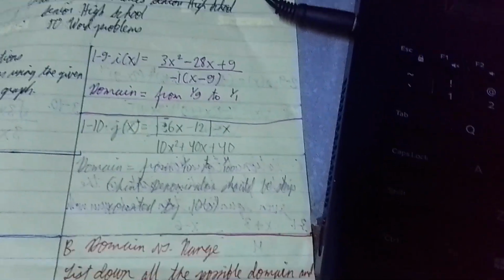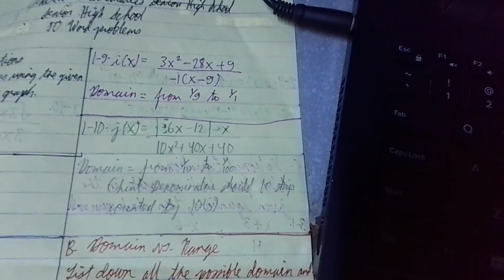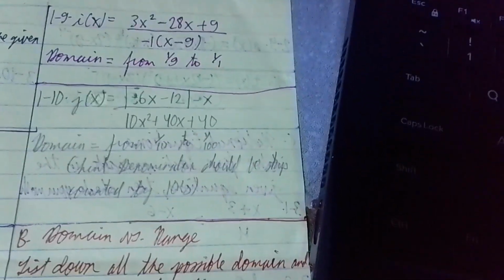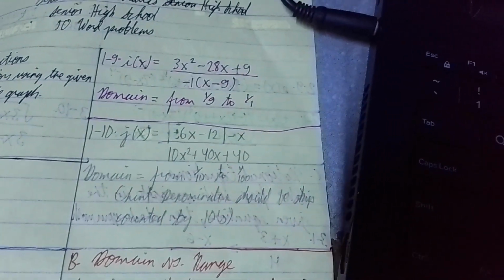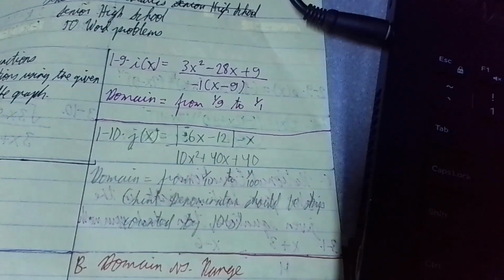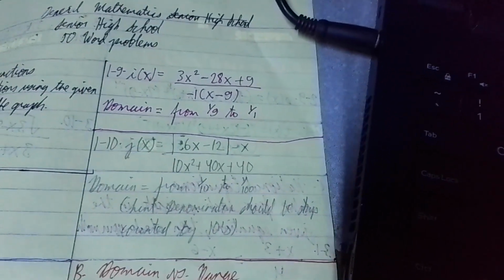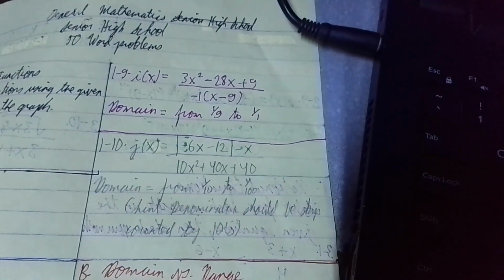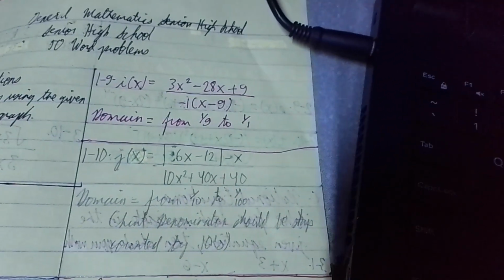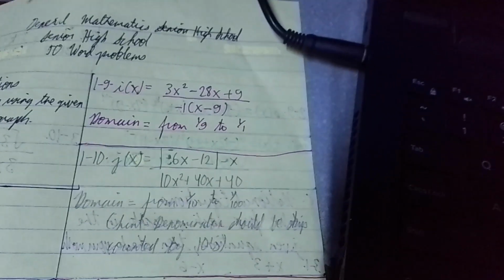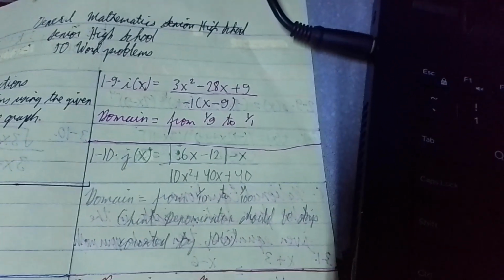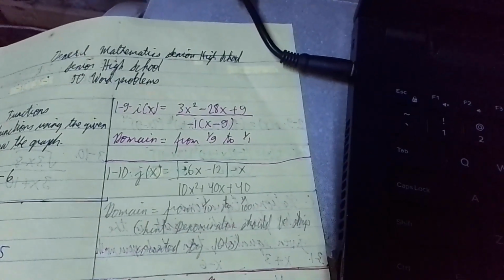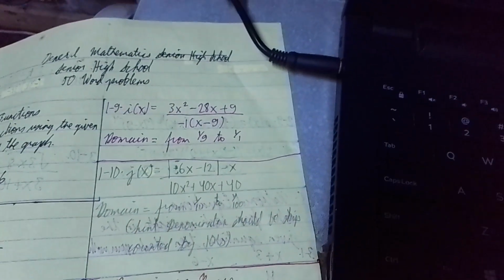And our domain is from 1/10 to 1 over 100. But my hint says the denominator should be skip counted by tens. Remember, from 1/10 to 1/100, what is the denominator in 1/10? It's 10. So 10 is the denominator of 1/10. And if you skip count the denominator by tens up to 1 over 100, we know that the domain is going to be like this: 1/20, 1/30, 1/40, 1/50, and so on.